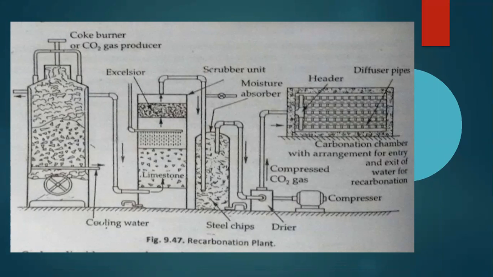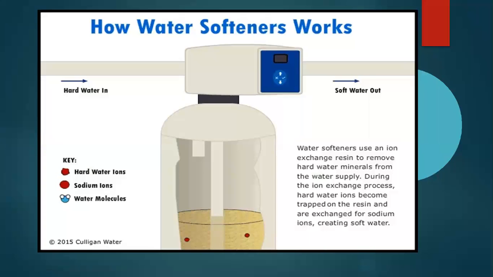This is the filtration type, the recarbonation plant. In this there are so many filters, so many things which are used to purify the water. How does this happen? The raw water comes first, then goes to the lines, where we collect the water. Next to the steel chamber, there is also a moisture absorber, and so many things. Next a CO2 compressor is there. After that the diffuser pipe is there, and the carbonation chamber is arranged for the entry and exit of the water. So there are so many processes which are used to remove the hardness of the water.